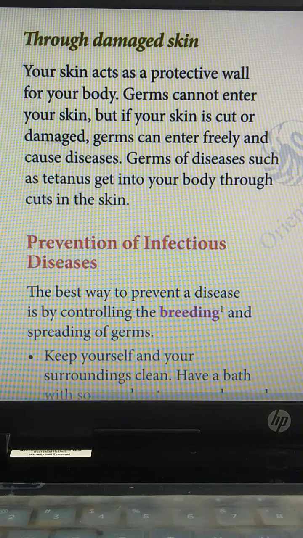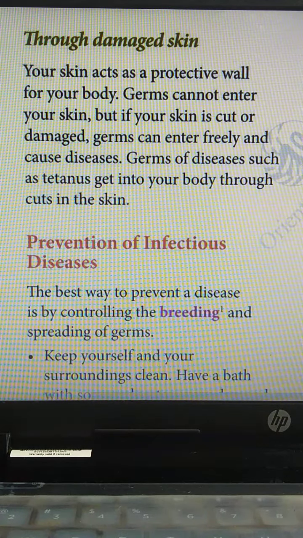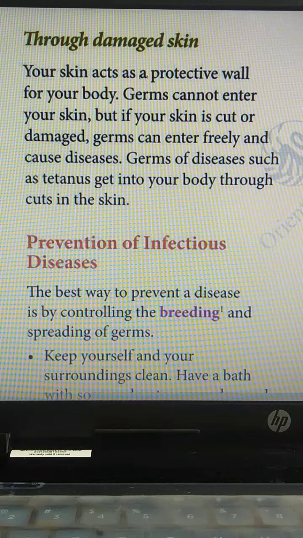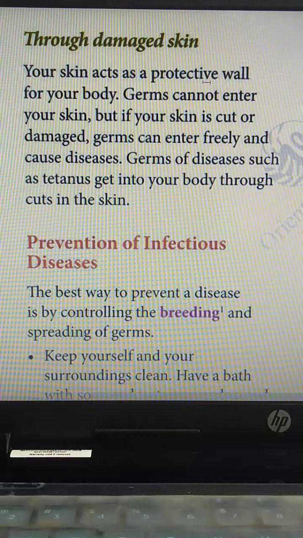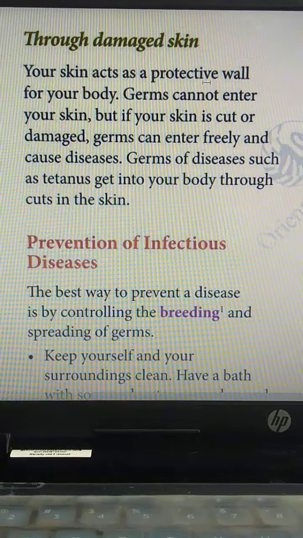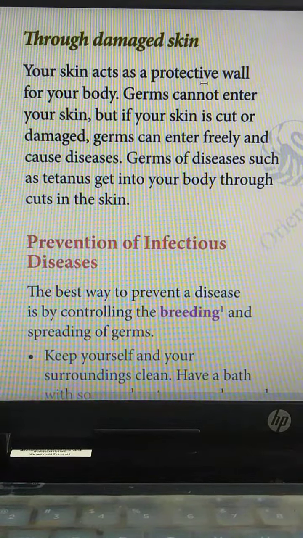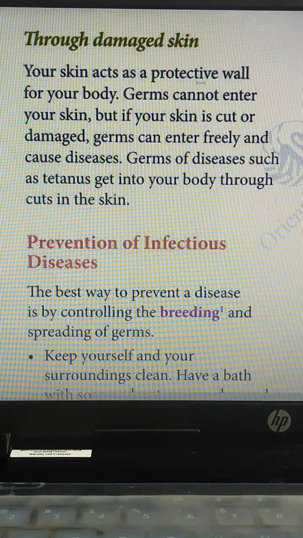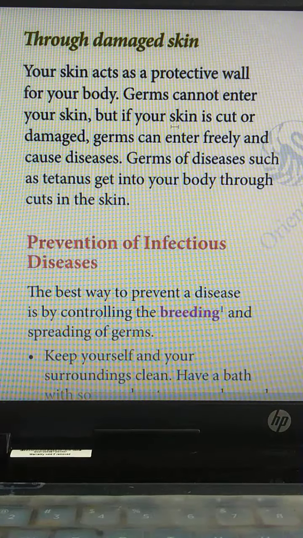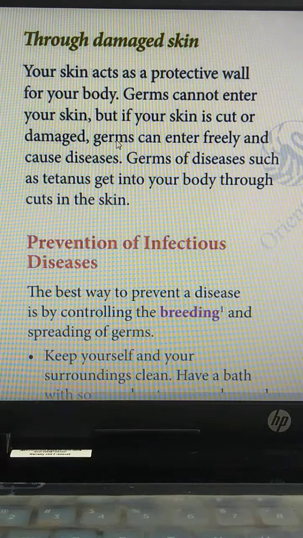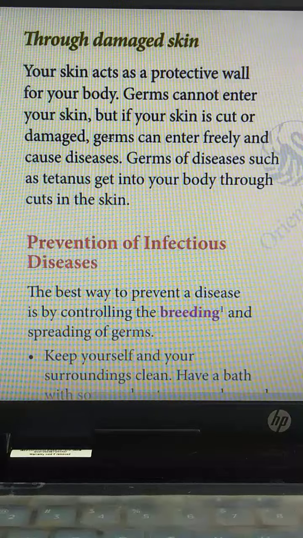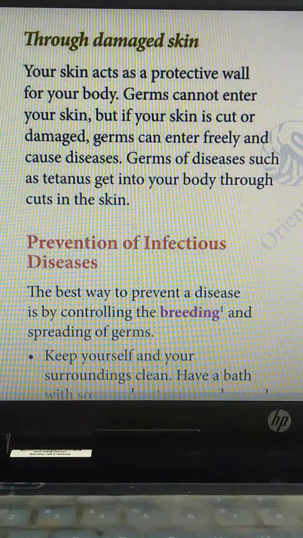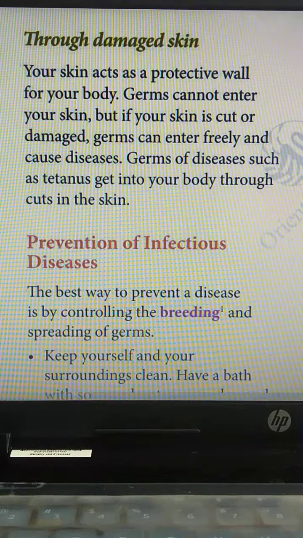It is telling that your skin works like a protective wall of your body. If your skin is good, with no injury, no cut, nothing, then germs will not enter your body easily. But if your skin is cut or damaged, if you've fallen down or something happened or an injury happened, through that injured place, the germs can enter your body, right? This is there.